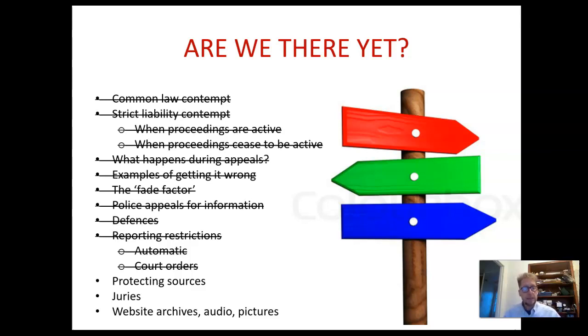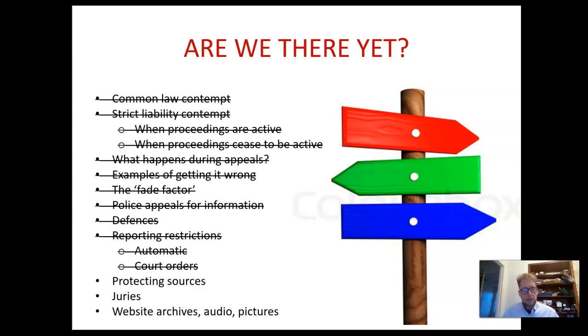We've looked at what makes up when proceedings become active, when they cease to be active. We looked at what happens during appeals. We've talked about the fade factor and how that can offer us some protection. Then we've been through the defences, the Section 3, Section 4 and Section 5 defences. Then we've looked at the automatic reporting restrictions and the court orders that can exist. And so it's quite a lot of stuff to remember about how we report safely when it comes to court proceedings.